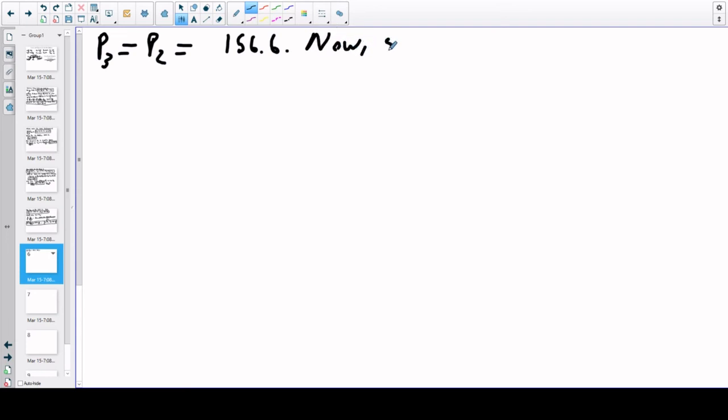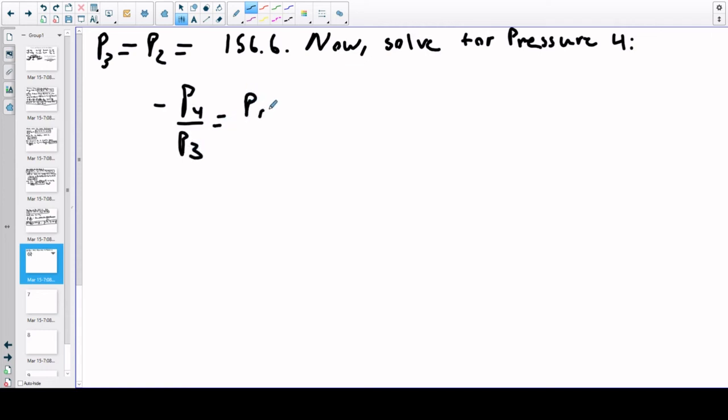So, now we solve for the pressure of 4. How we solve for pressure of 4 is similar to the ways we've been solving for the other ones. P4 over P3 is equal to the pressure ratio, PR4 over PR3, right? We know PR4, we know PR3, and so we can solve for P4.